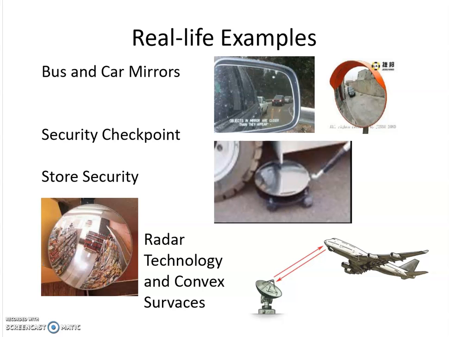And then the front of an airplane that sends the radar back to the satellite dish is also considered a convex mirror, because it's reflecting the light rays back to the concave mirror, which is the satellite dish. So there you go. There are some good examples of that, and good luck drawing those ray diagrams.